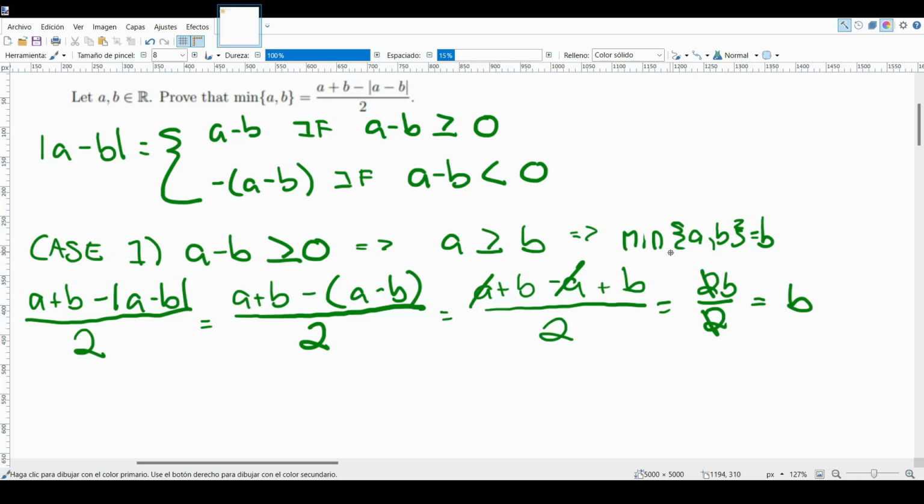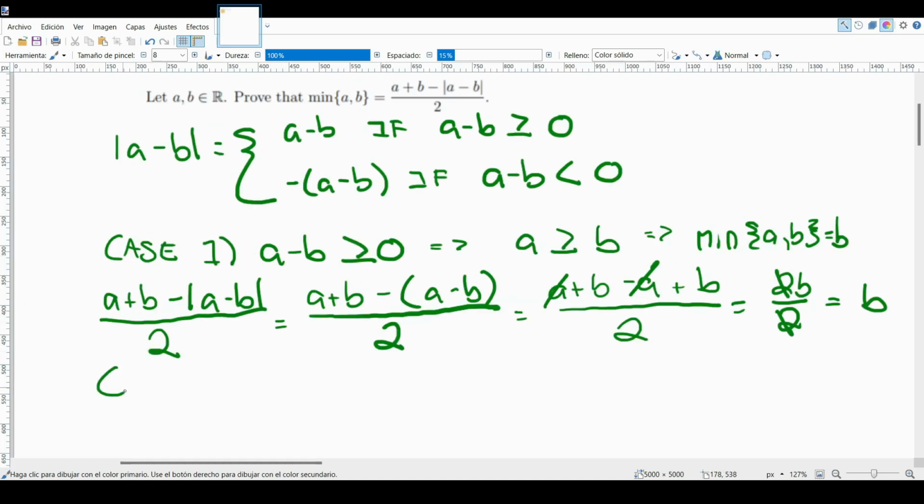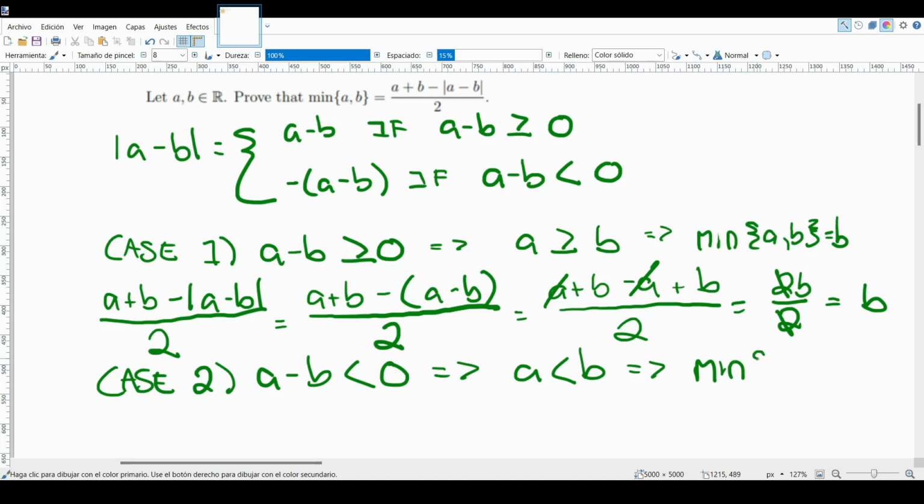So we can see that in this first case, the minimum value of a and b is going to be equal to b, and this value here is going to also be equal to b. So under this case, this equality is proven. Now, we've got to consider the next case, case 2, where a minus b is strictly less than 0. That implies that a is strictly less than b, and that implies that the minimum value of a and b is going to be equal to a.